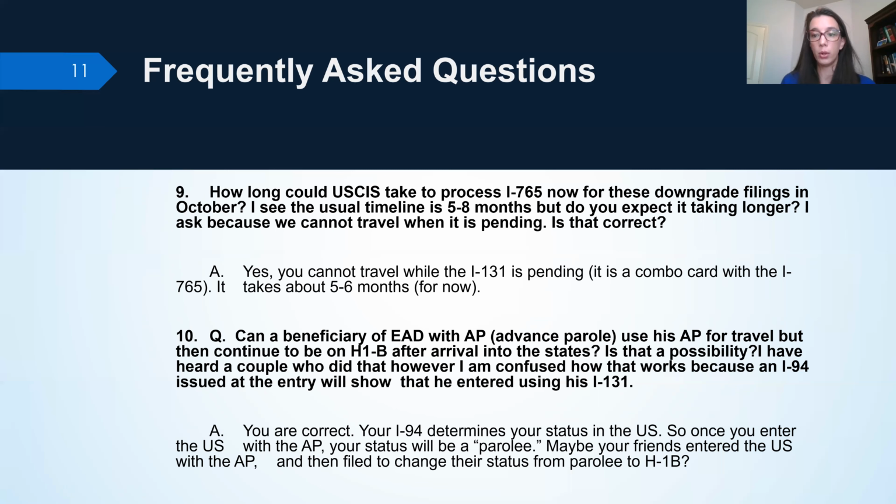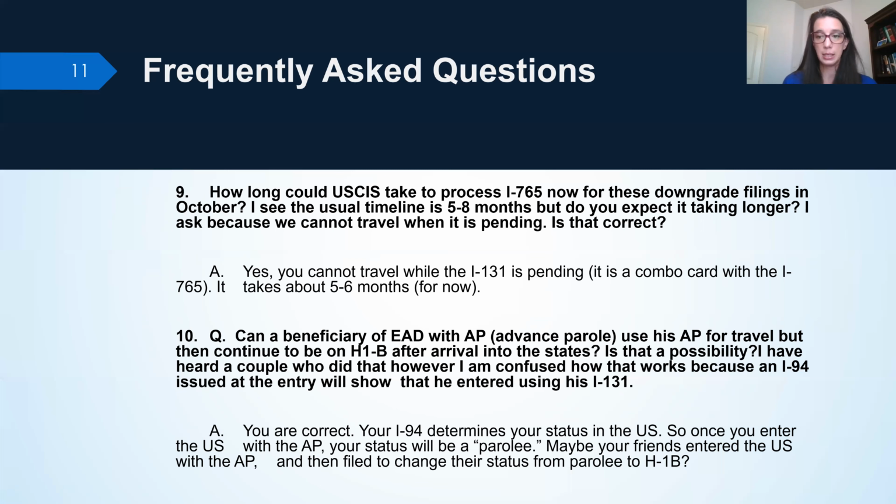Now with all the new downgrades and requests for EADs, processing times might be longer, because you also have to understand that USCIS is not working at full capacity due to COVID, and a lot of officers are working from home and don't necessarily have access to all of their paperwork. So there is a slowdown there as well. It could take 5 months, it could take 10 months. It just depends on how they process that.